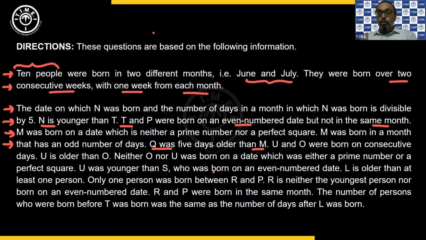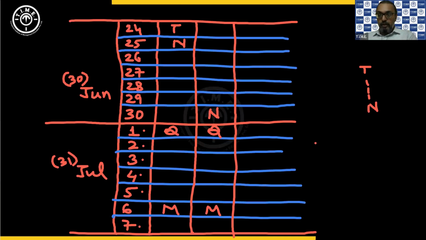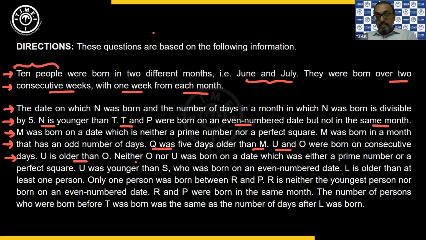Then U and O were born on consecutive days. U is older than O. Okay, U and O were born on consecutive days. U is older than O. Great. Further, he says neither O nor U were born on a date which is either a prime number or a perfect square. So that means O and U cannot be given on a prime number, cannot be given on a perfect square.